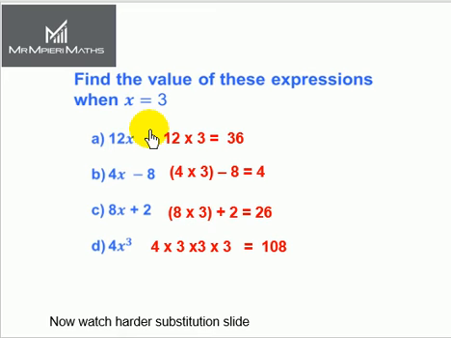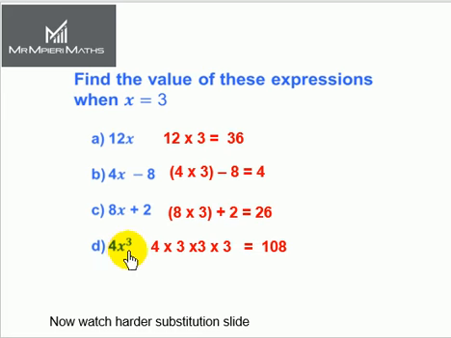12x. If x is 3, 12 times 3, that'll give you 36. Done. When x is 3, 4x, 4 times 3, and then take 8 afterwards. 4 times 3 is 12, 12 take 8, 4, done. 8x plus 2, but x is 3. 8 times 3, do that first, then add 2, 26.